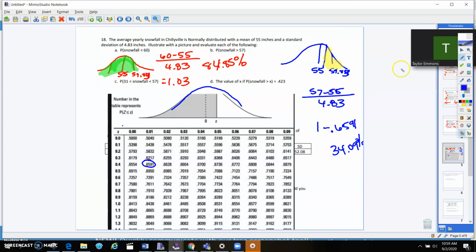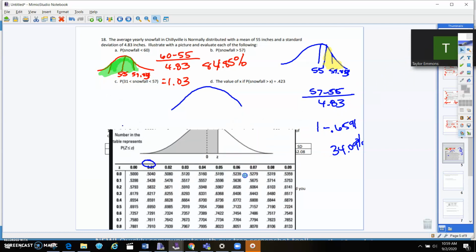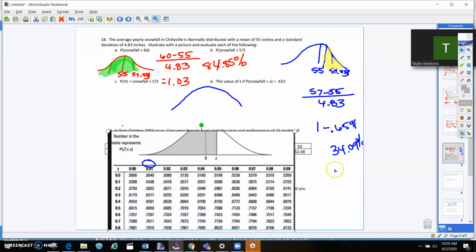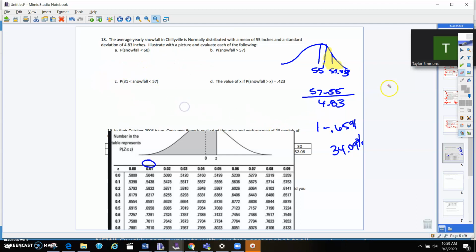All right, so now this next one's a little tricky because it's in between two numbers. So on this one, I'm going to go ahead and erase. You're going to draw your normal distribution. So 55 goes here, 59.83 right here, 57 somewhere in between. And then we went all the way down to 31.